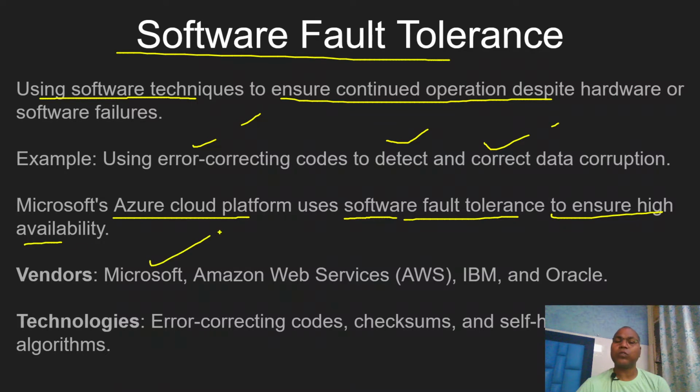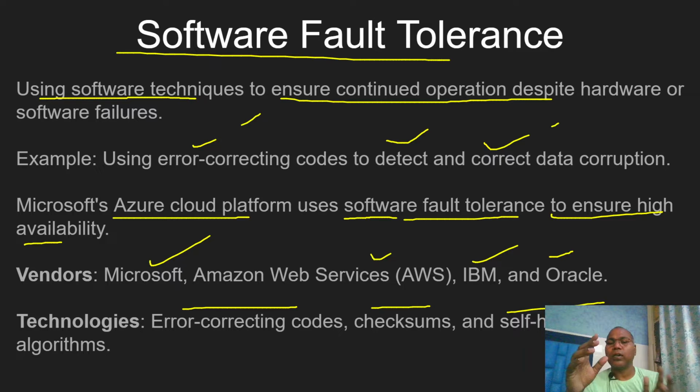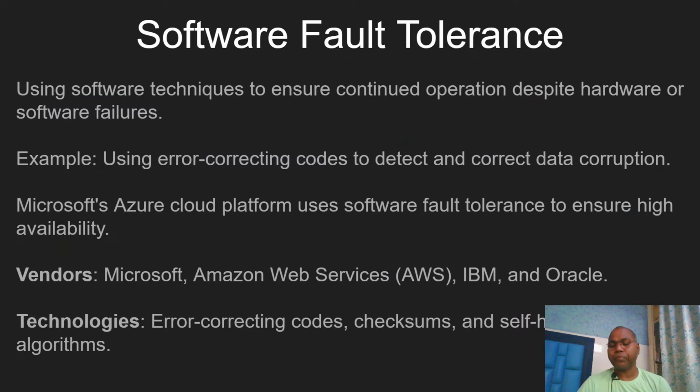Maybe you can use Microsoft-level software, or AWS, IBM, Oracle. They provide software-level error-correcting codes, checksums, and self-healing algorithms, so that if a problem happens automatically, it can be fixed. So if you use any software or hardware, there should be some mechanism where you can detect, hey, this is the problem in this software component, and then automatically heal and correct it.